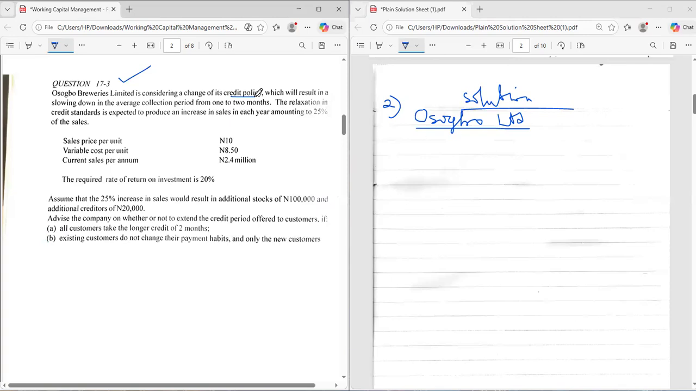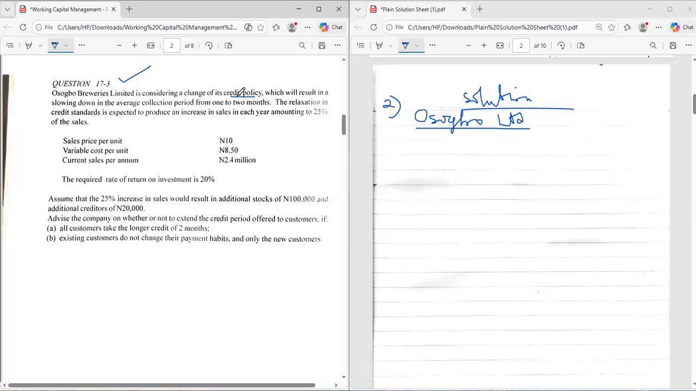Another credit policy can be for a company, pay 80% and pay the remaining 20% 1 month later. Just like the question we just solved, what was their credit policy? 40% will be paid in 30 days. Another 40% will be paid in 45 days, and balance will be paid in 60 days. That is a credit policy. So in this particular question, we want to change our credit policy.